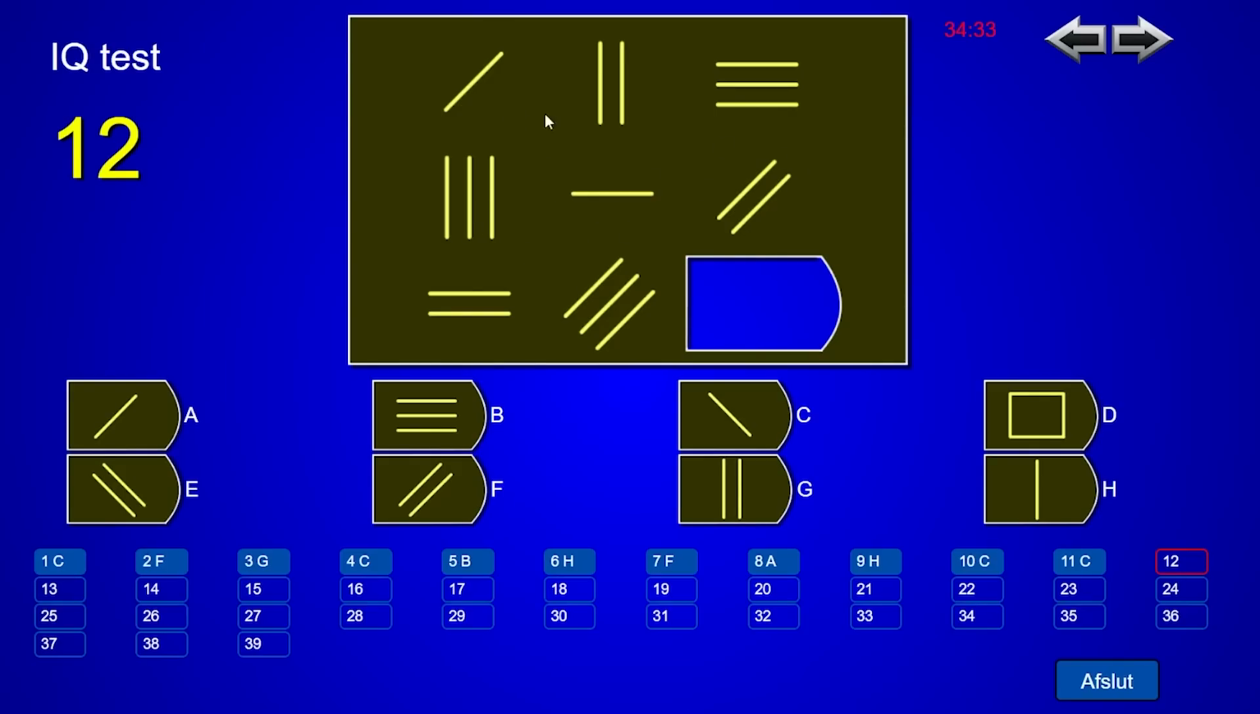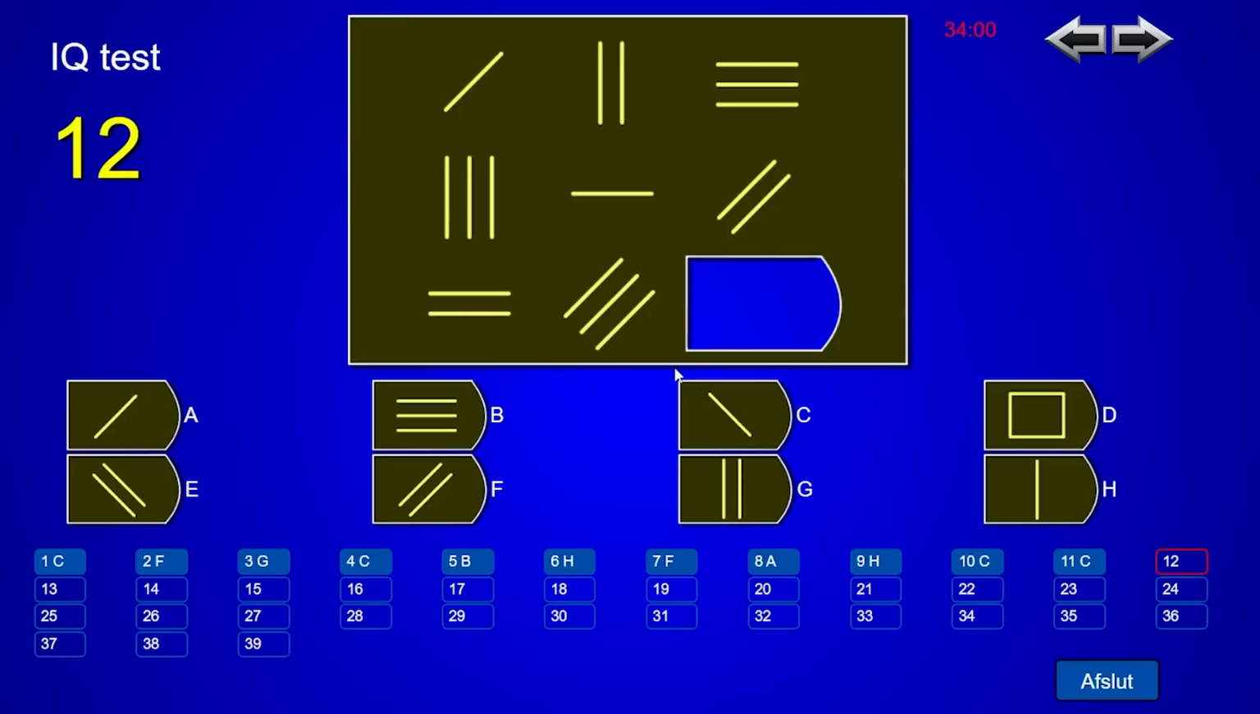And here it's 1 line, 2 lines, 3 lines, 3 lines, 1 line, 2, 2, 3, and it could be 1. We have 3 ones that we can choose from in the answers. And which one? So it's not A because we already have one of A. So it could be C or H.